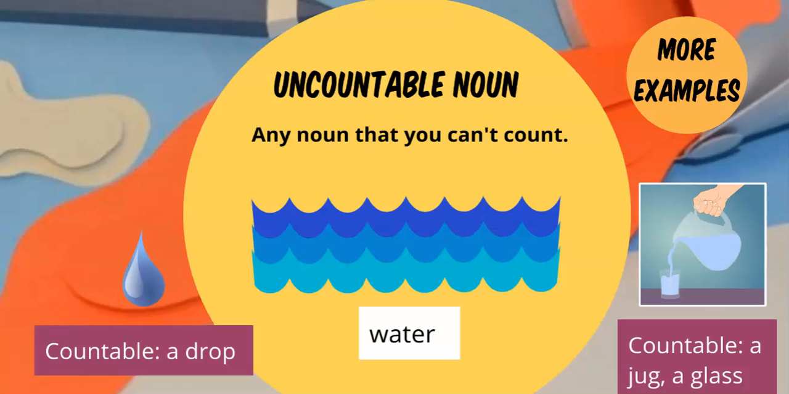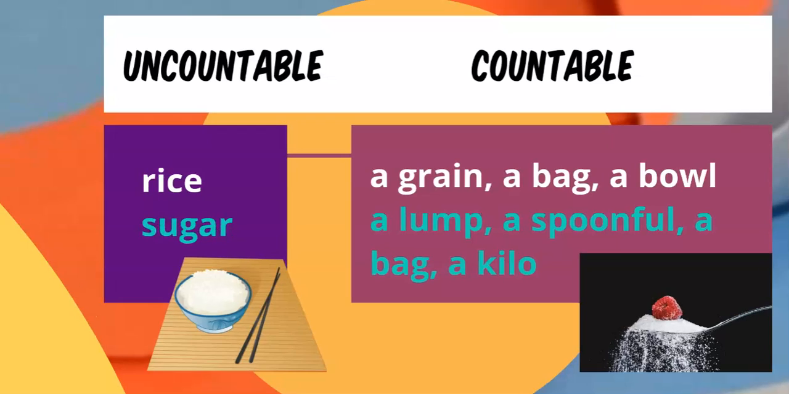If you're ever unsure about whether something is countable or uncountable, the word "one" can help: if you can put it before the noun, it's countable. Let's look at some more examples. Rice is uncountable because we don't count all the grains of rice in a bowl. However, you might have a few grains of rice in your hand, so a grain is countable, as is a bag of rice or a bowl of rice.